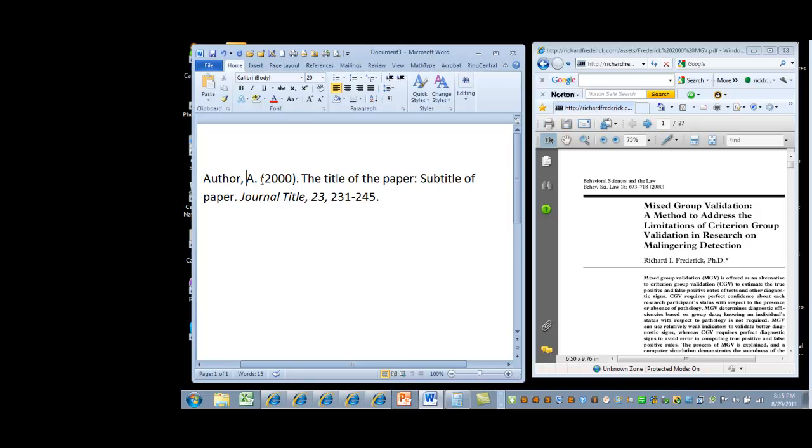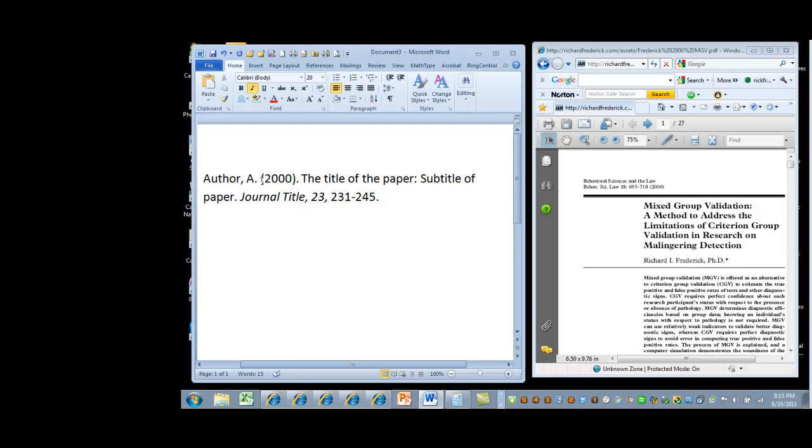You put the last name, comma, first initial, period, one space, and then put the year the paper was published in parentheses, followed by a period, then start the title of the paper in sentence capitalization. If there's a subtitle, colon, one space, subtitle of the paper in sentence capitalization, then the journal name is capitalized, italicized, comma, the volume number, italicized, comma, and then the page numbers are in regular font.